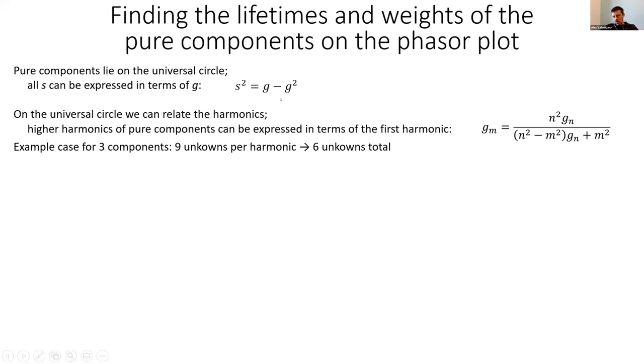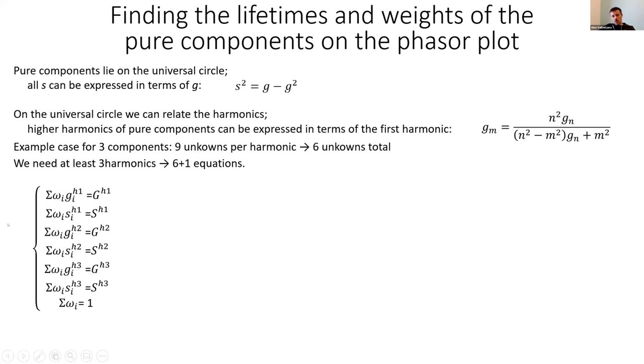Because we have the expression of the universal circle that relates the G's to the S's, we can immediately remove all the G's. So it's actually 6 unknowns using this equation here. That means that we need at least 3 harmonics to solve this problem, which will give us 6 plus 1 equations as we saw before. And these would be the equations: the expression of the G's for the first harmonic, S for the first harmonic, the G and S for the second, and the G and S for the third. And you know that the weights add up to unity.